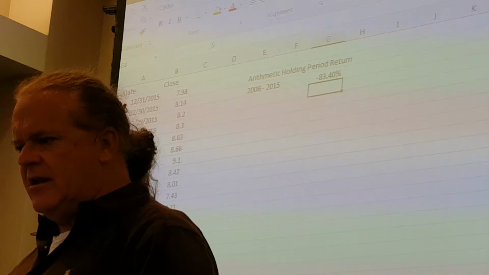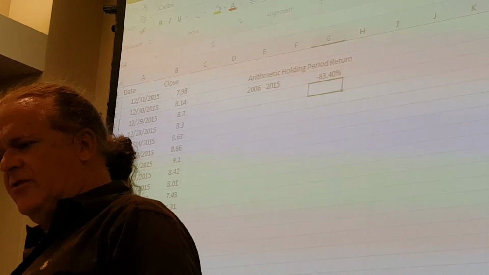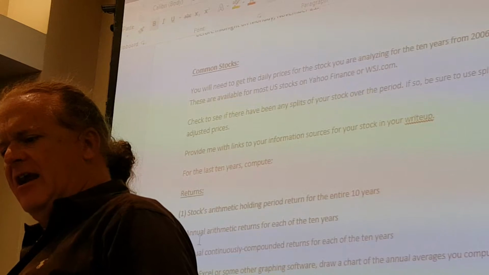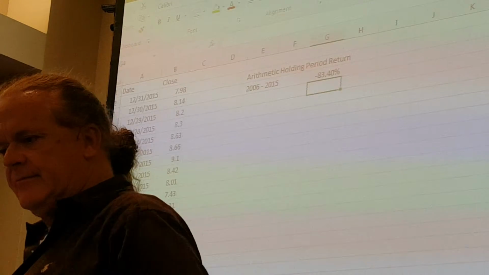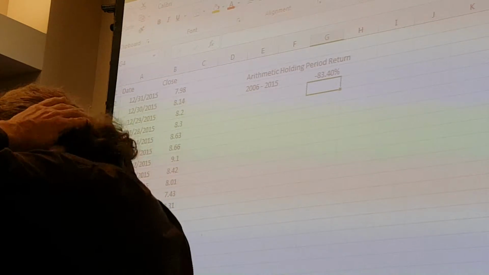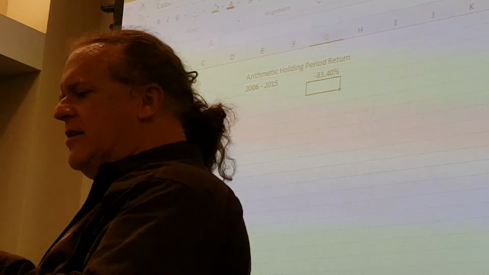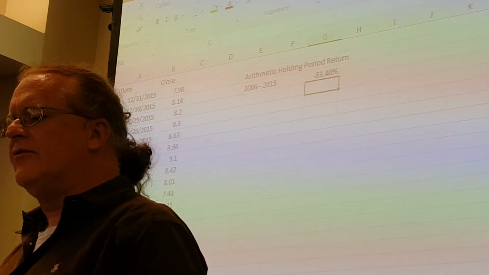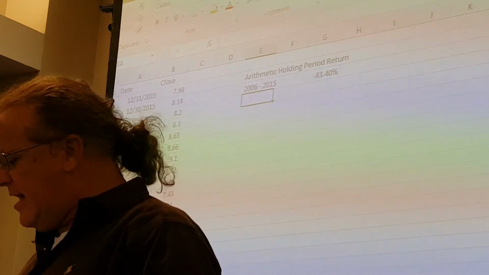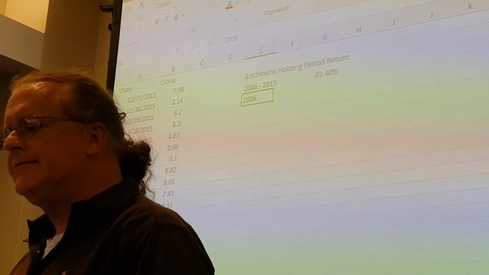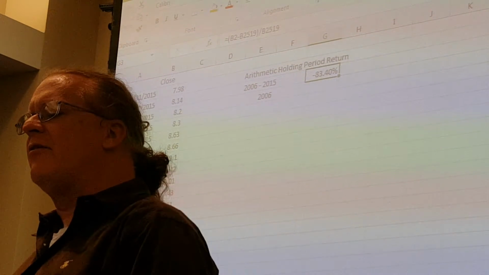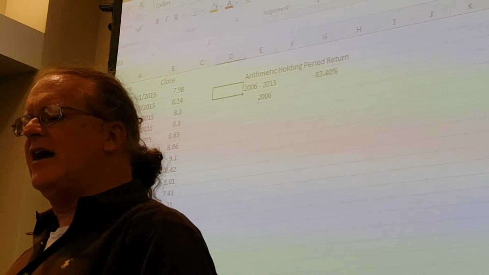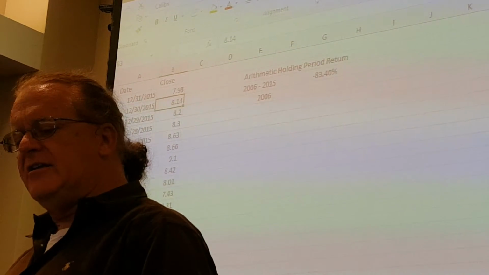Okay. Next thing it asks for you to do, annual arithmetic returns for each of the 10 years. Okay, so what I got to do here, let's do it for 2006. Okay, first thing I know is the beginning price would be B2519.